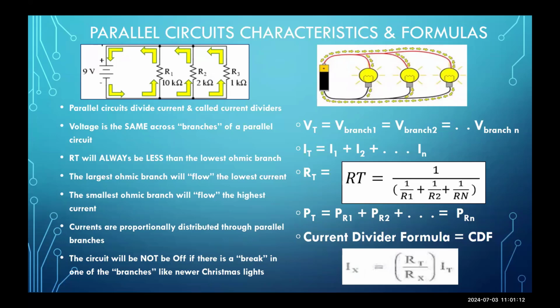In the old Christmas tree lights that you remember from Grandma's house, if one light bulb blew out, the whole string was off. Well, not so with parallel circuits. With parallel circuits, which is the way the newer Christmas tree lights are set up, if one bulb goes off, no problem. The rest of them are still on. So the circuit is on even though there's a break in one of the branches.